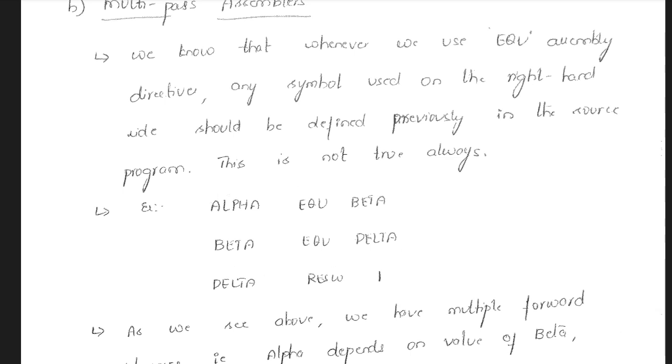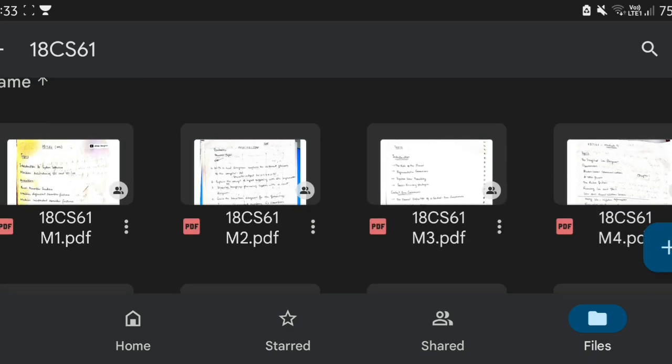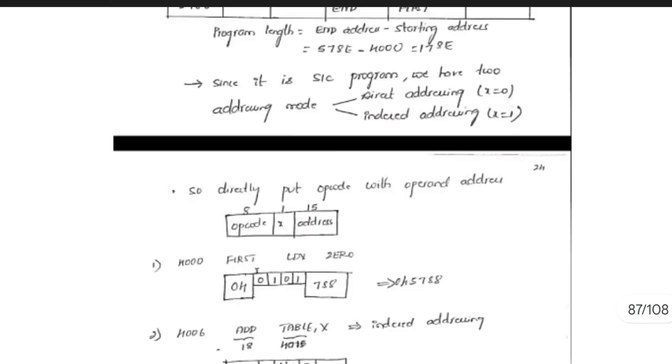Okay, then we have the last one, which is the loader, about the loader and the algorithm for it. So that's present in my PDF, because the MEMS PDF is the old scheme PDF, in that it was not present. So let's see what is there. That's the last topic.